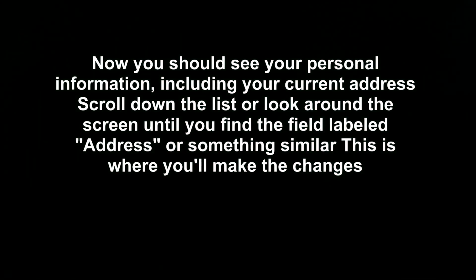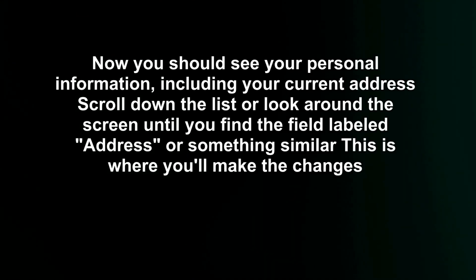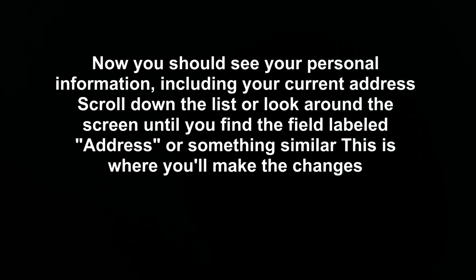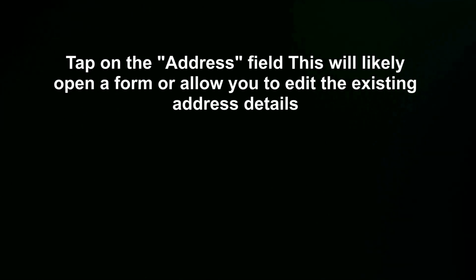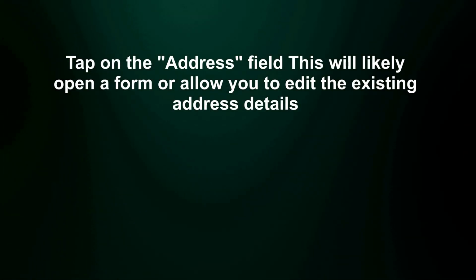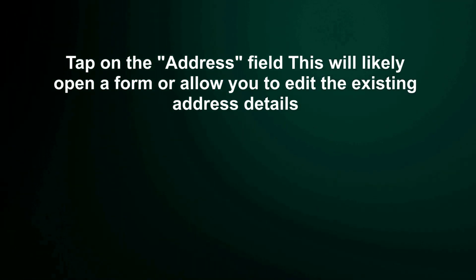Scroll down the list or look around the screen until you find the field labeled address or something similar. This is where you'll make the changes. Tap on the address field. This will likely open a form or allow you to edit the existing address details.